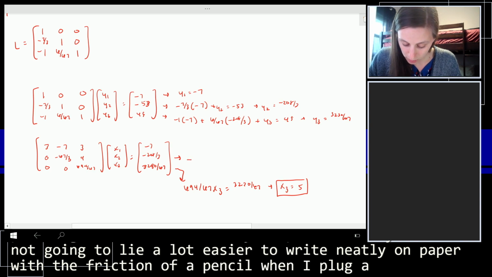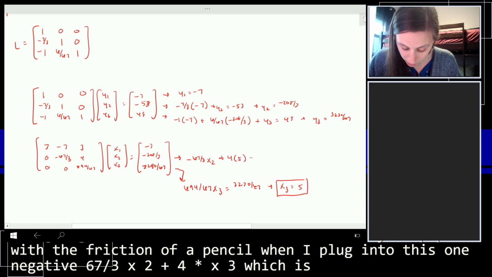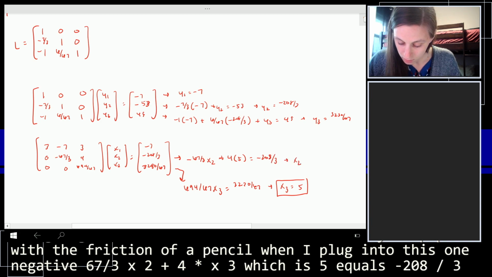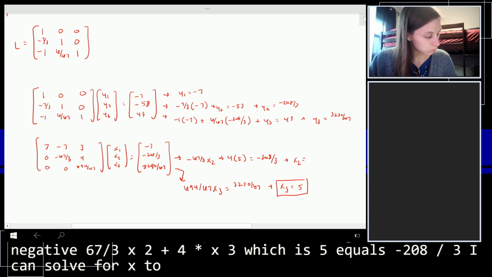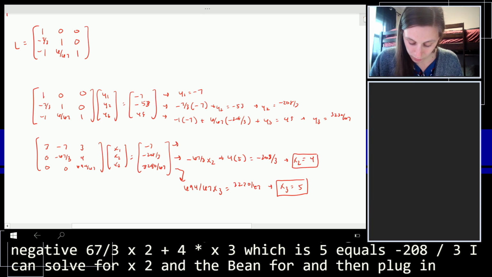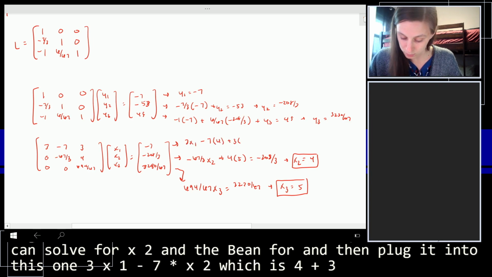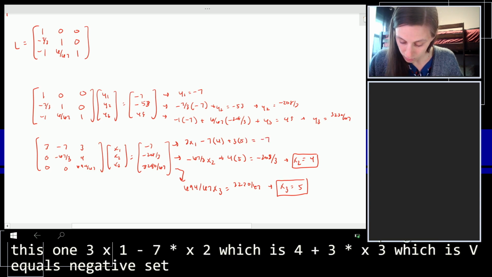Then I plug it into this one. Negative 67/3 x2 plus 4 times x3, which is 5, equals negative 208/3. I can solve for x2. It ends up being 4. And then plug it into this one: 3x1 minus 7 times x2, which is 4, plus 3 times x3, which is 5, equals negative 7. When I do that, I end up with x1 equal to 2.